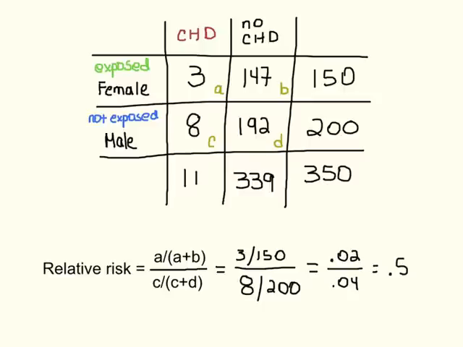So when relative risks are under 1, that means that the exposure is protective. It decreases the risk of the outcome. When they're above 1, as we saw with smoking, that means that the exposure increases the risk of the outcome. And when the relative risk is 1, that means, of course, that the incidence is equal in the exposed and unexposed group. So that means that there is no relationship between the exposure and the outcome.